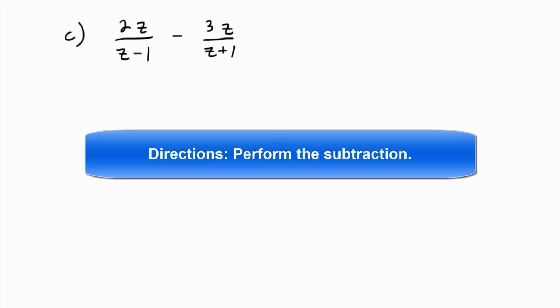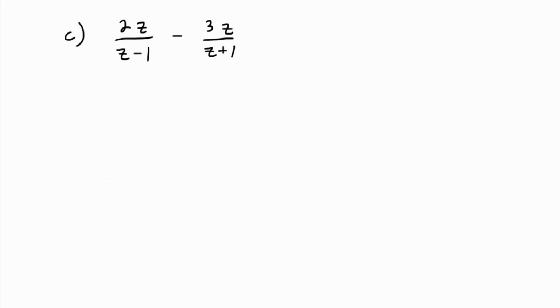Part C. We have 2z divided by z minus 1 minus 3z divided by z plus 1. Look at the denominators. Do they contain any common factors? A lot of people would say yes, z minus 1 and z plus 1 have common factors. The answer is no. Z minus 1 you have to look at as one quantity. The division bar is a grouping symbol, and it groups this whole denominator together.